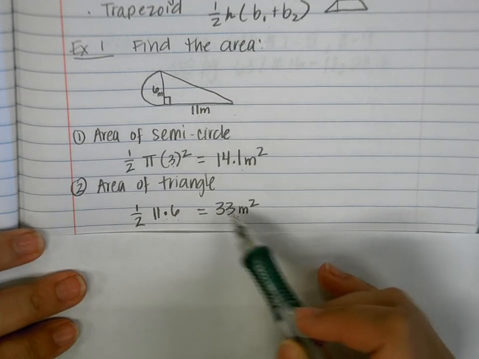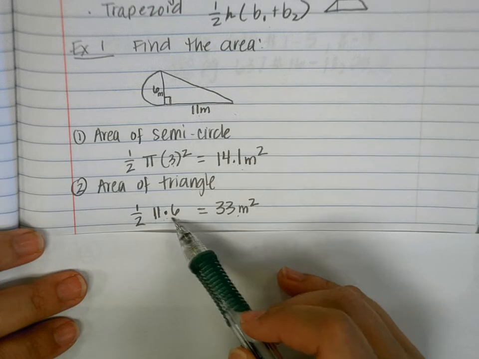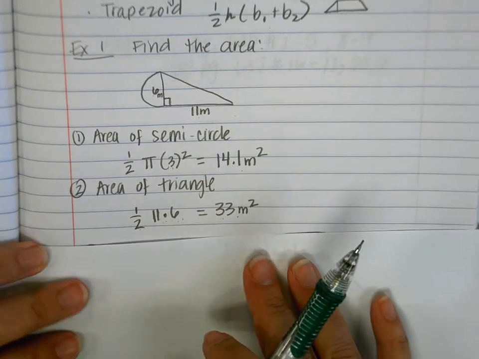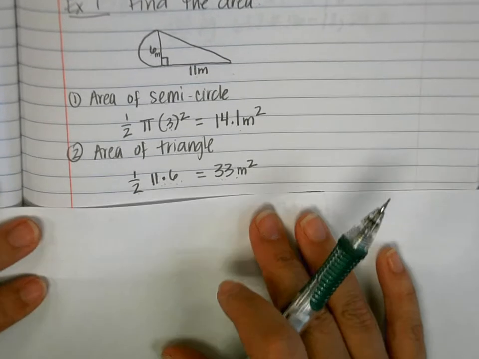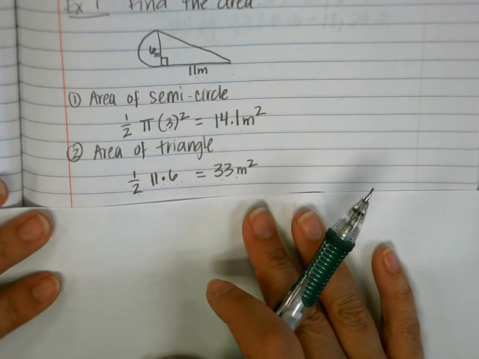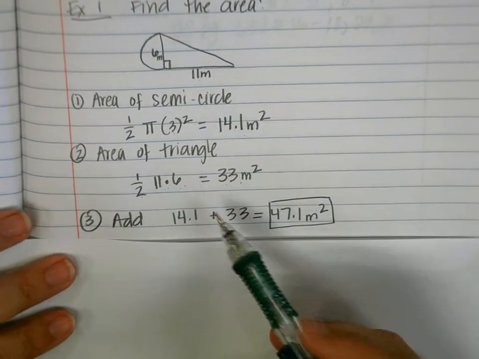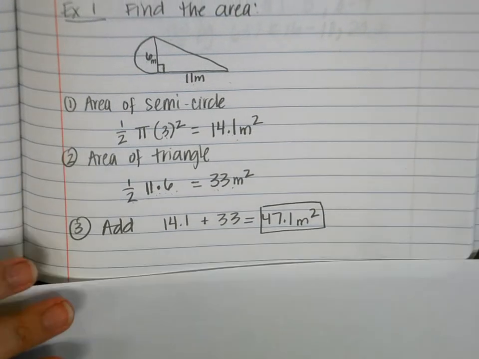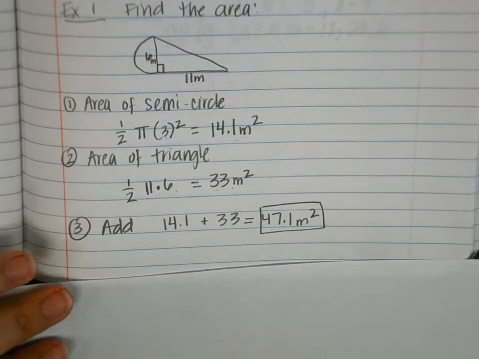Alright, so we have 33, right? Everyone agrees? 11 times 6 is 66. Divide by 2 is 33. So then the final step is to add the two together. So we add 14.1 plus 33 and we get 47.1 meters squared.